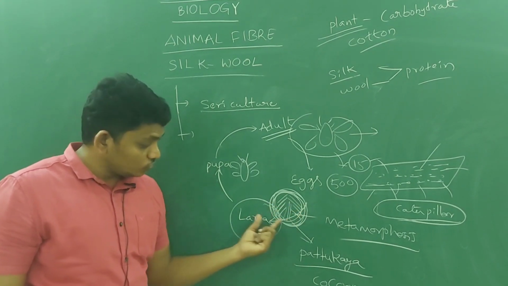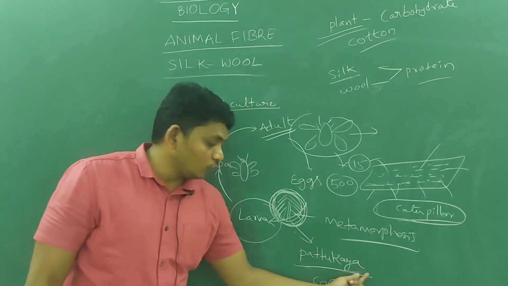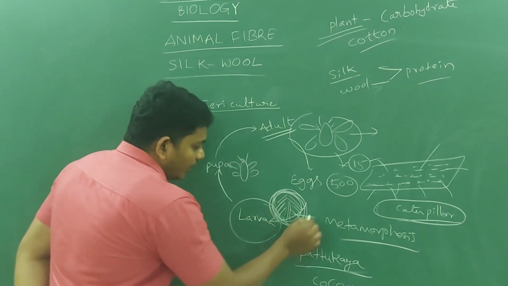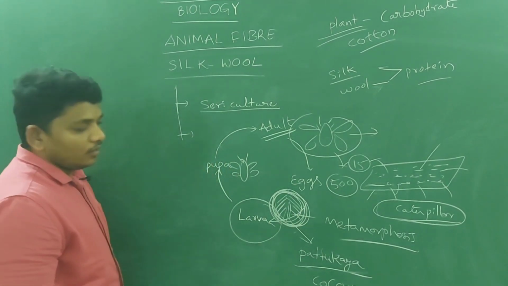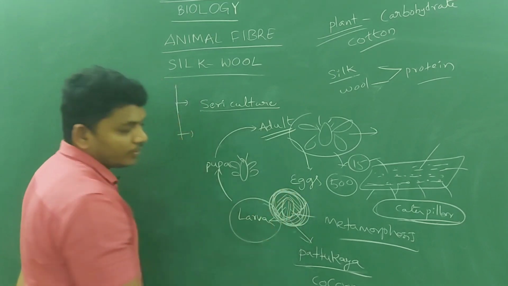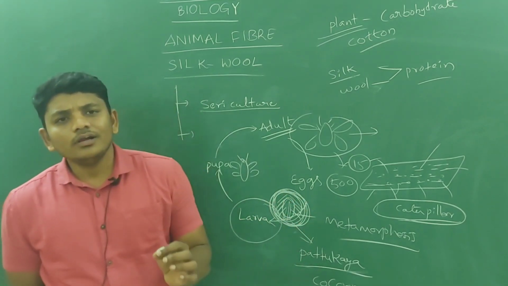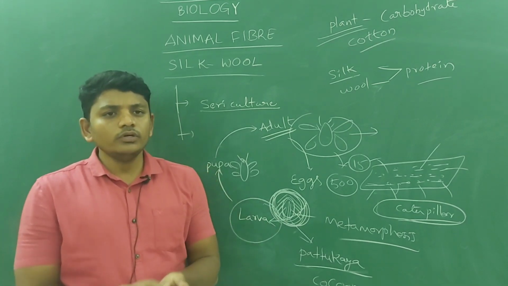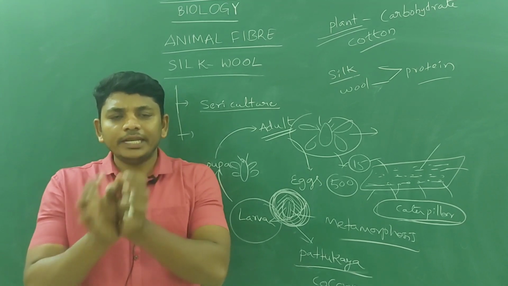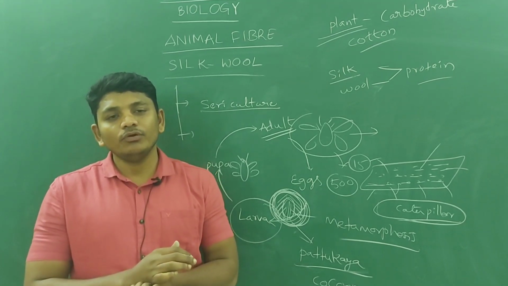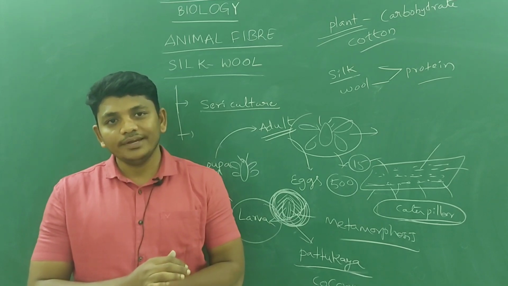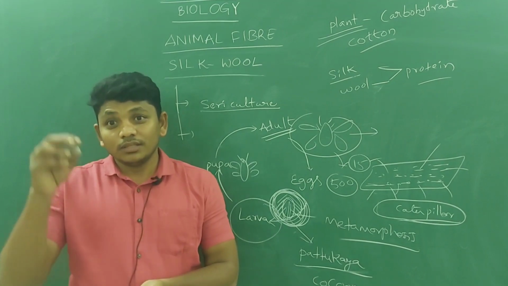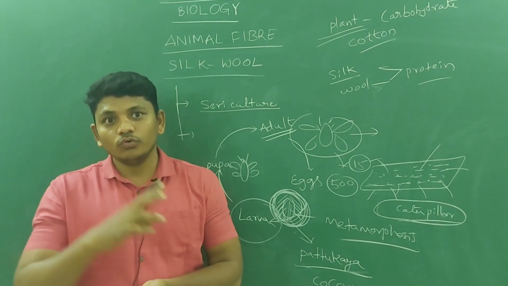This cocoon is called pattukaya. So in pattukaya or in cocoon, you can see the pupa, right? Whenever the pupa is completely developed in the cocoon, it is usually dipped in hot water for up to 10 minutes. Whenever the pattukaya or cocoon is dipped in hot water, the pupa in the cocoon is killed.